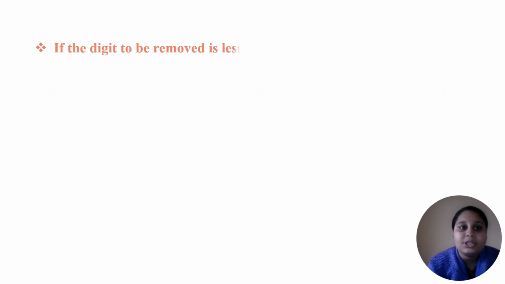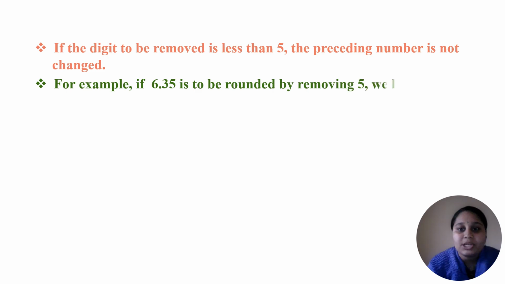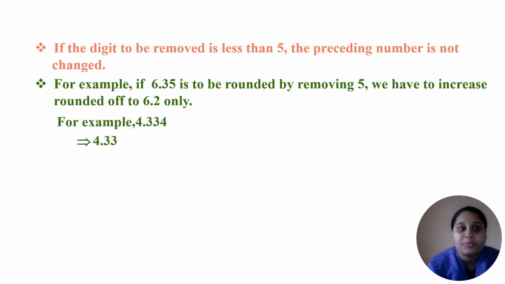If the digit to be removed is less than 5, the preceding number is not changed. So if it is less than 5, there is no need to change; you keep the value as such. For example, 4.334 becomes 4.33.